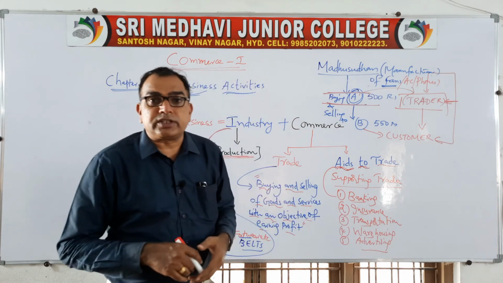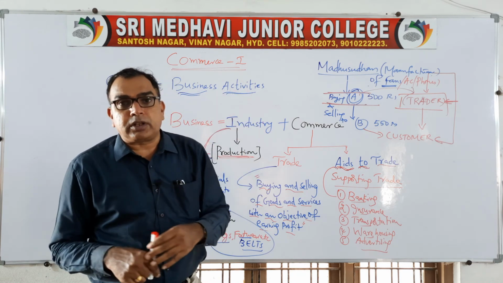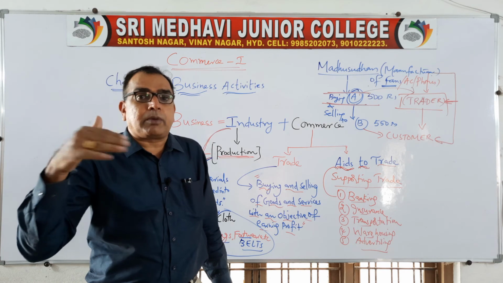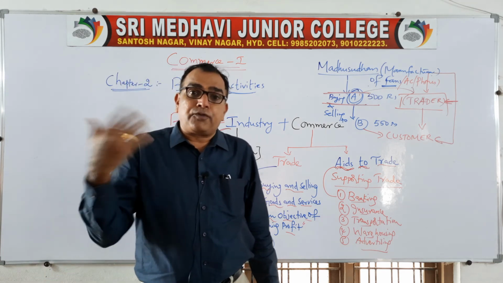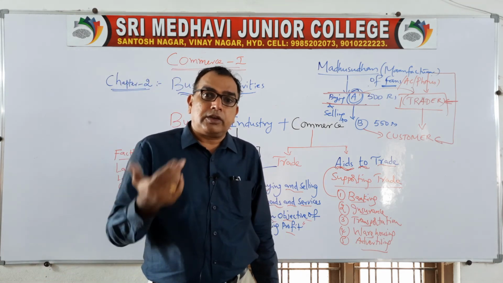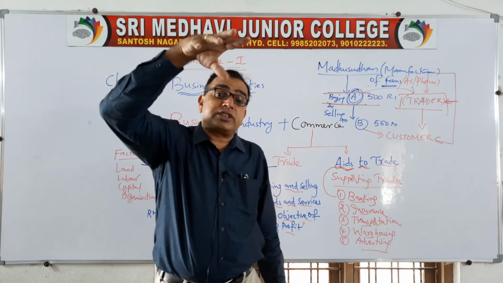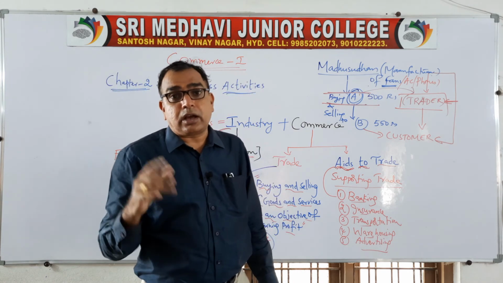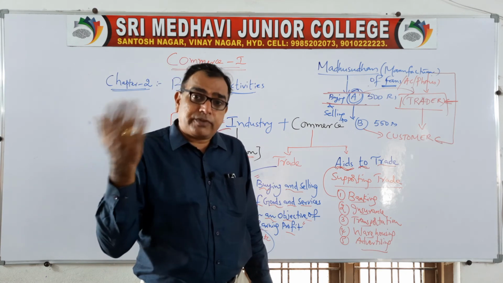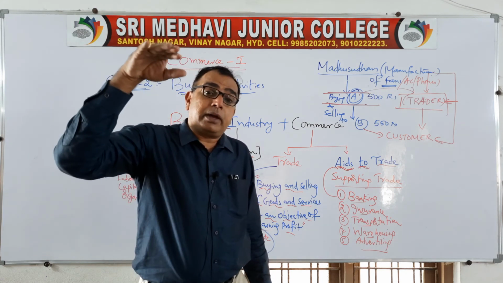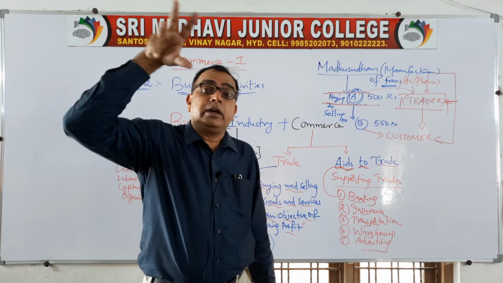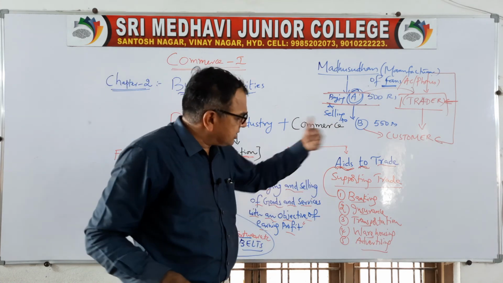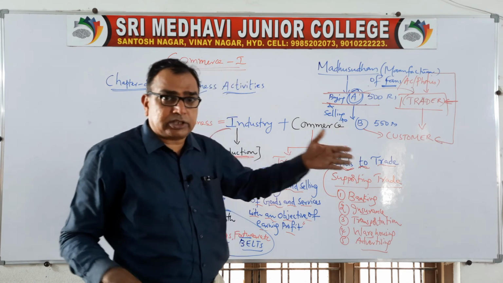You know what is insurance? Whenever you go for an insurance policy, if something happens to your property, it gets damaged by fire or by water, if you have taken the policy, the insurance company will pay you the compensation. Whatever loss we have suffered will be compensated by the insurance companies. So these are called aids to trade. We discuss these activities at a later stage.